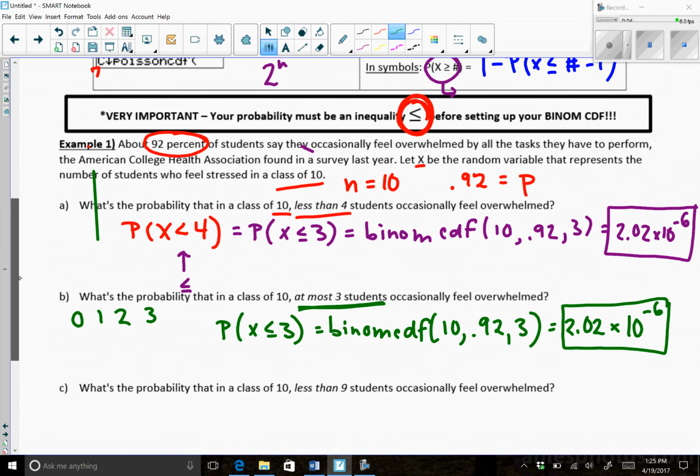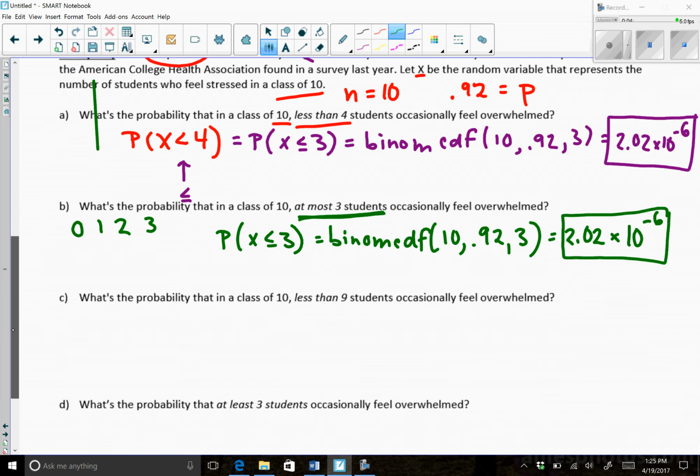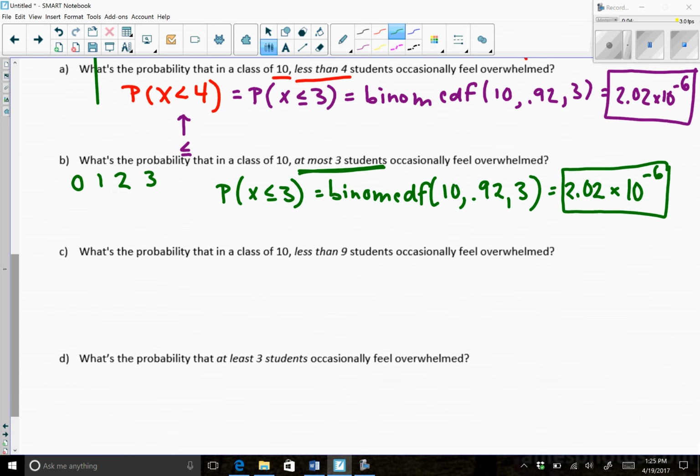In part C, we're going to convert what we're asked to do here. So in a class of 10 students, less than 9 students occasionally feel overwhelmed. So if it's less than 9 students, that's the probability of x less than 9. So again, if I have a less than symbol, I have to convert that first so it's less than or equal to. So really what I want is the probability of x is less than or equal to 8. And now I'm ready to set that up into my binomial CDF.